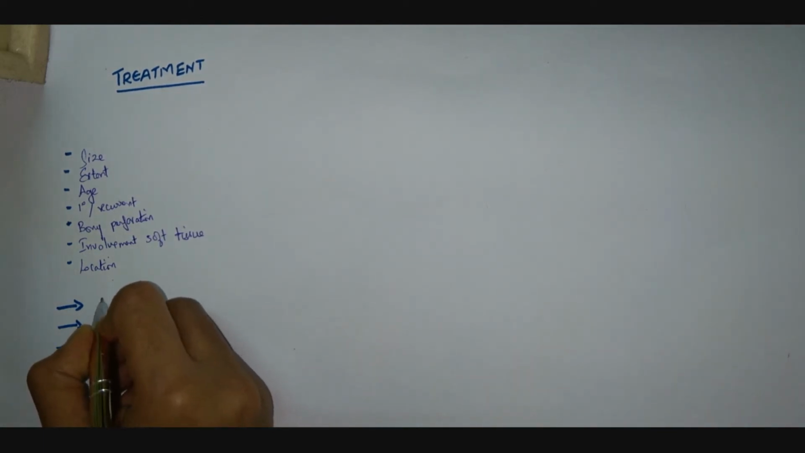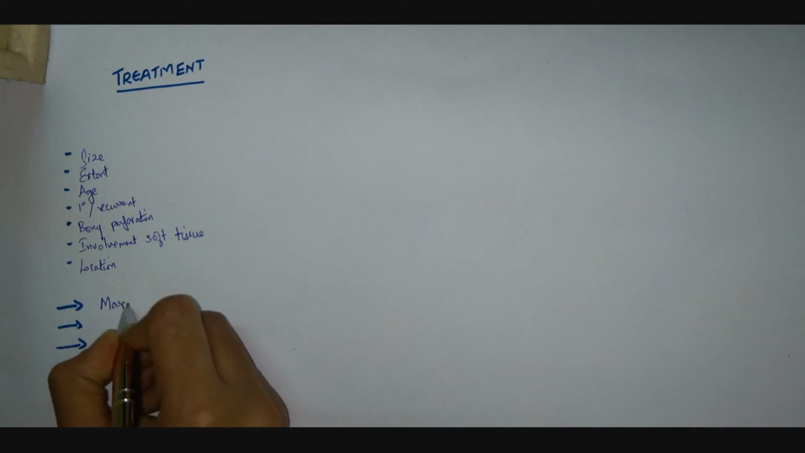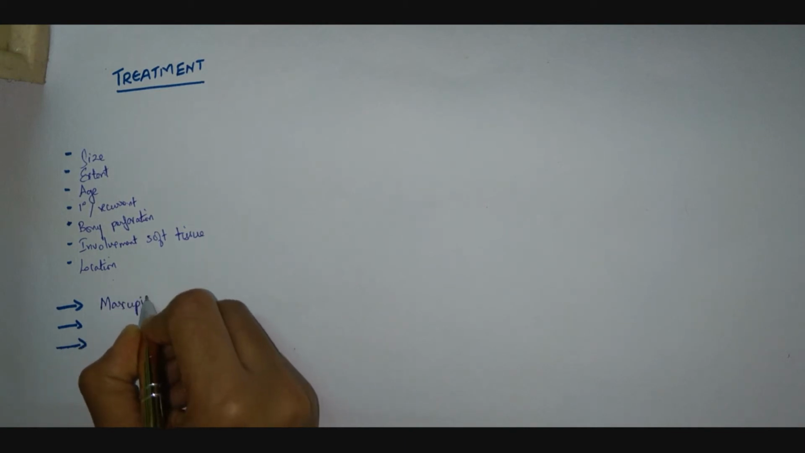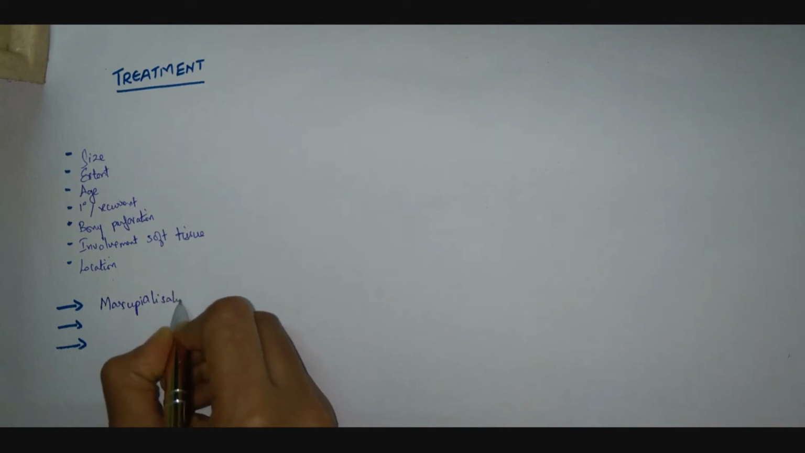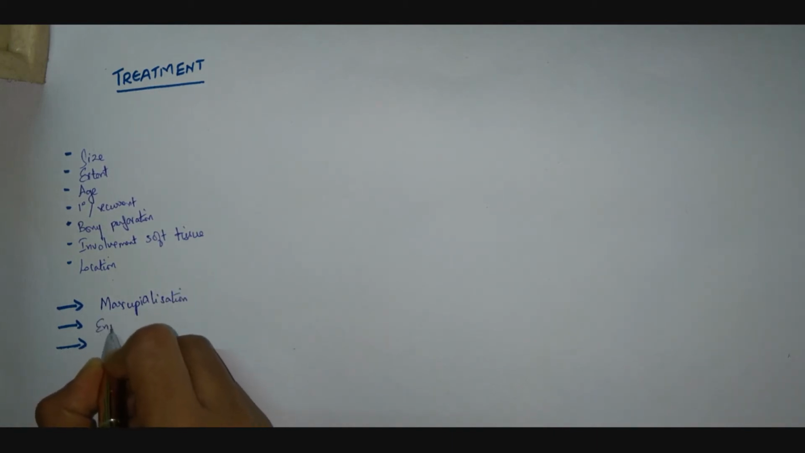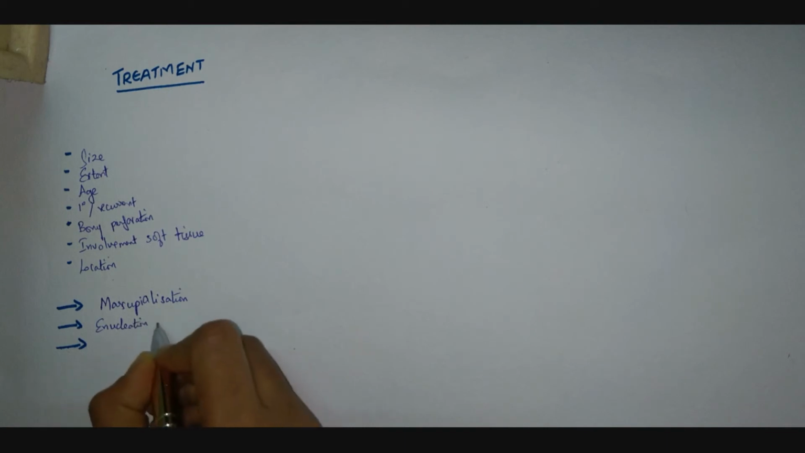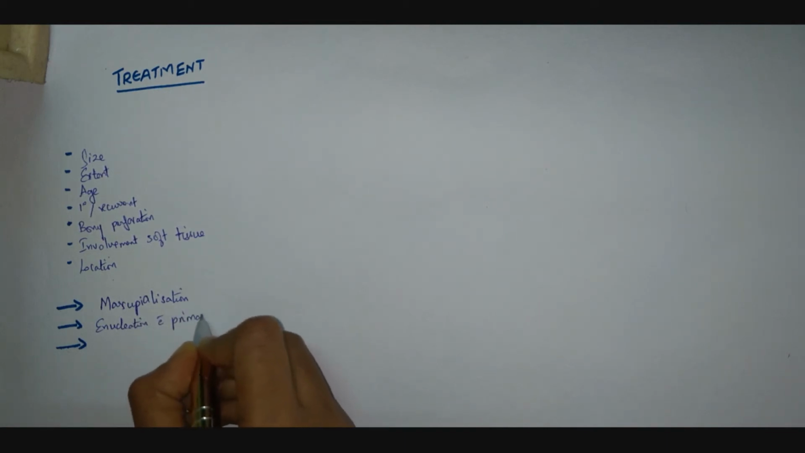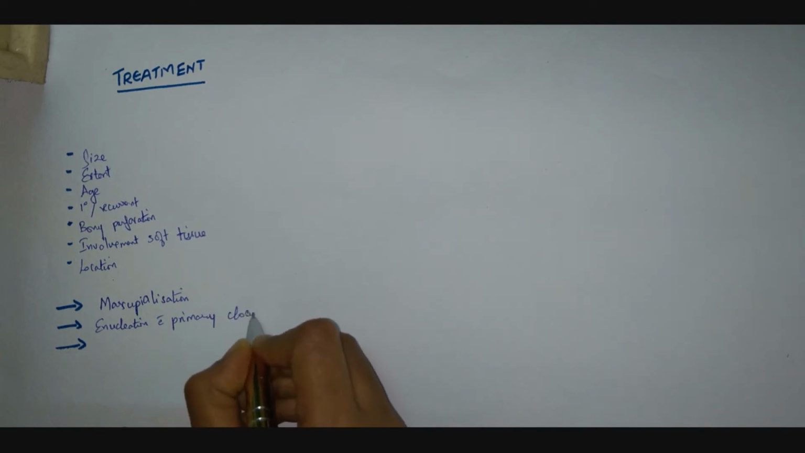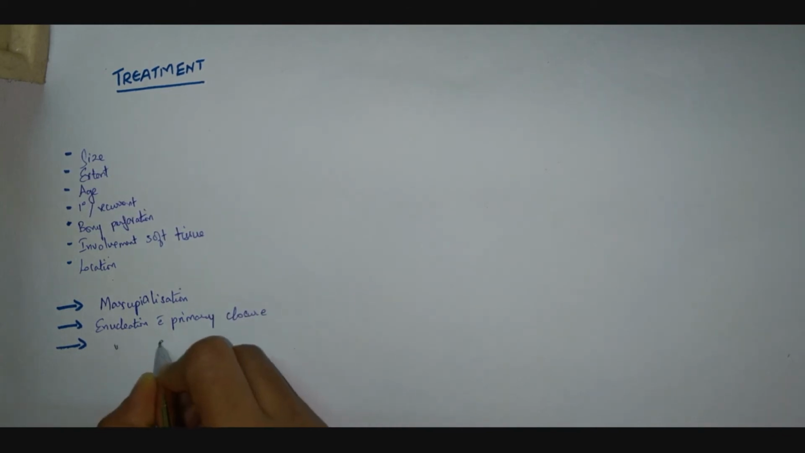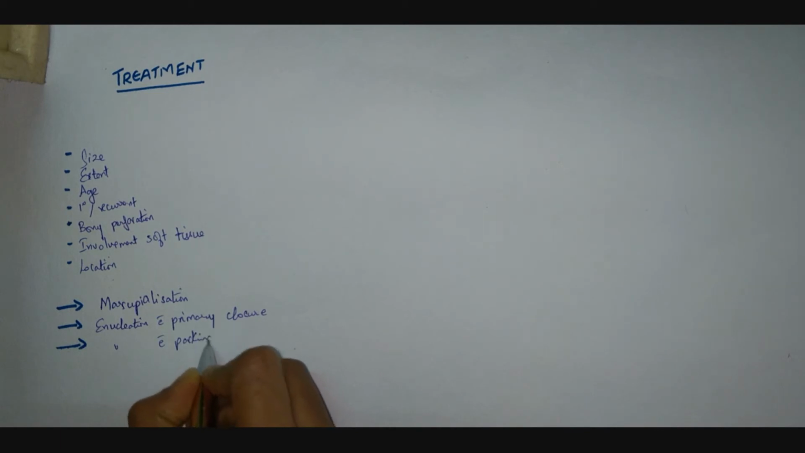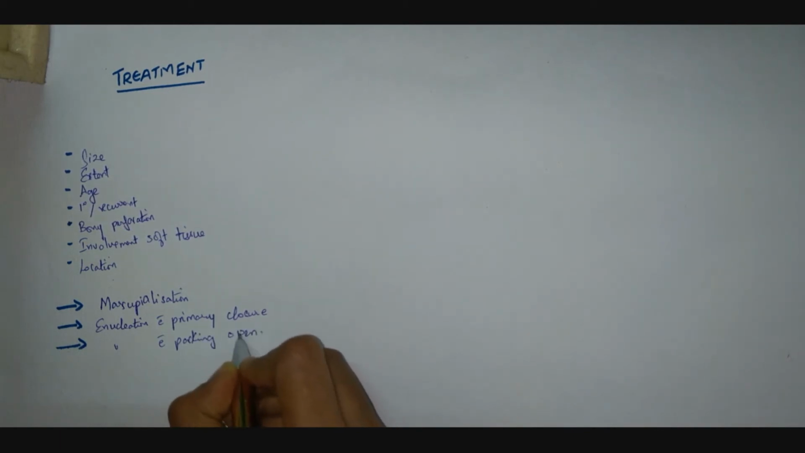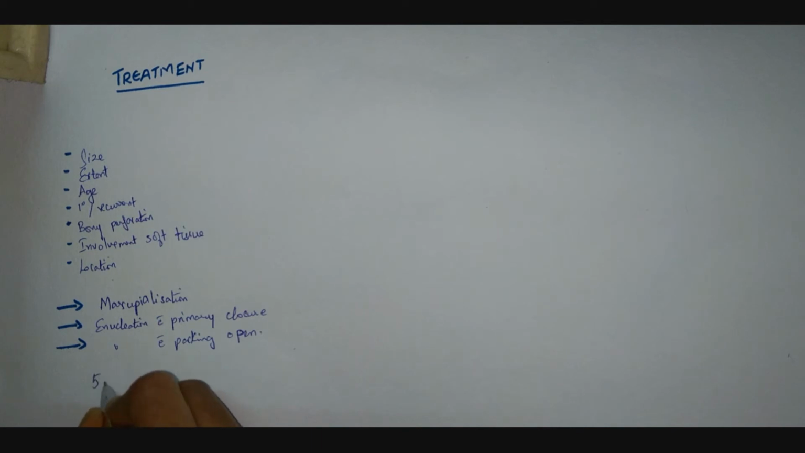Usually either marsupialization, or enucleation with primary closure, or enucleation with packing open. They are the treatment plans suggested. Now, what is the period of follow-up? A minimum of 5 years of follow-up has to be done for the odontogenic keratocyst patient because of the increased tendency for recurrences.